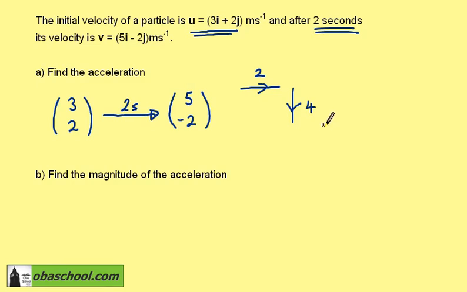This happens in the course of 2 seconds, so in each second it must be 1 across and 2 down, giving us an acceleration of 1, minus 2 meters per second squared.